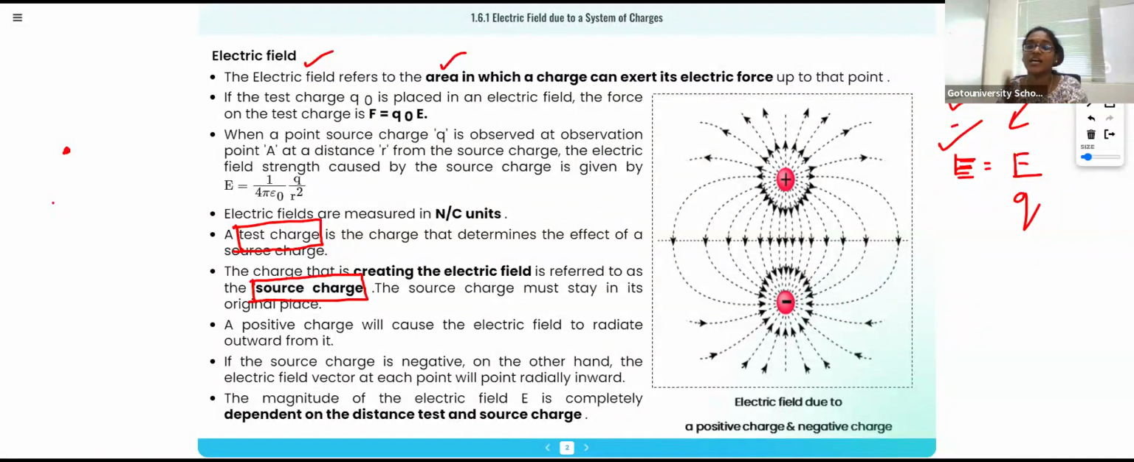And in assertion reasoning also you may get the question: source charge and test charge, both will give the electric field, and test charge is used to check the source charge. What are you going to answer? Of course, both are the same. Because the test charge is also a charge, it can produce the electric force. So both can produce the electric force, but one is producing and the other is used for testing. Okay, that's it.